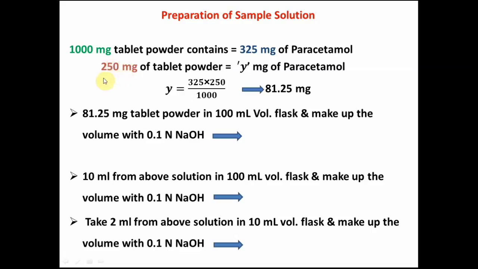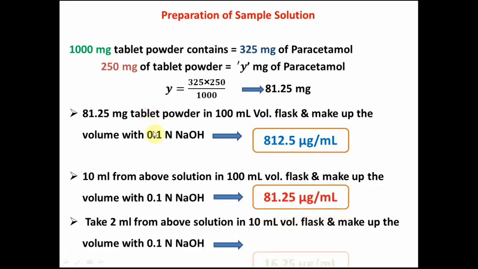So in 250 mg there is 100 mg of ibuprofen and 81.25 mg of paracetamol. So if we take 81.25 mg in 100 ml and make up the volume with 0.1 normal NaOH, we will get 2.5 microgram per ml. We are not going to take it again. Already we have taken 250 mg in a 100 ml volumetric flask, so it is already there.